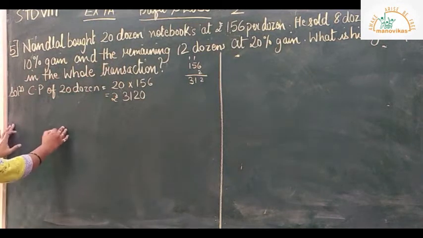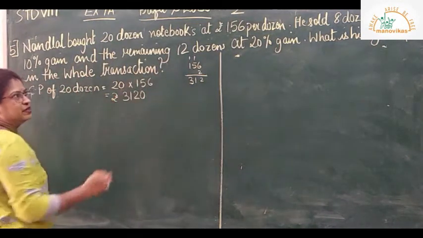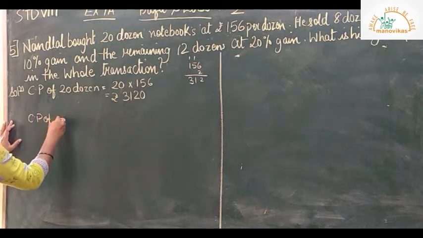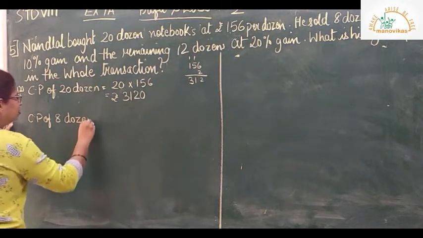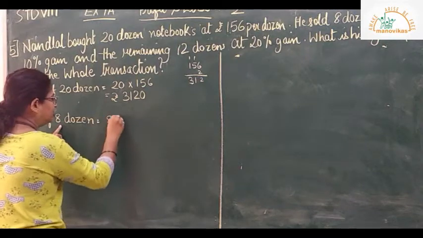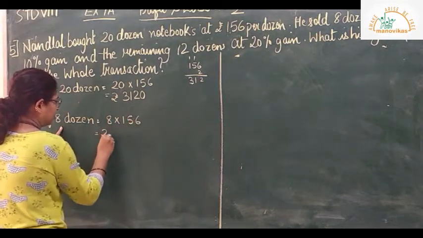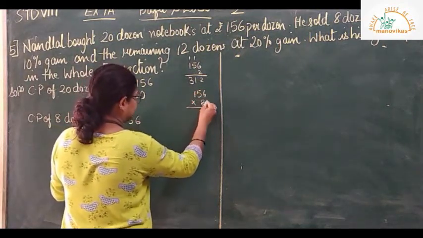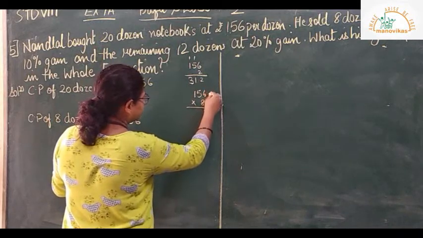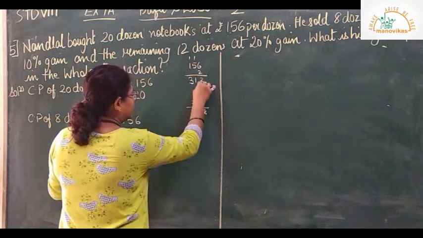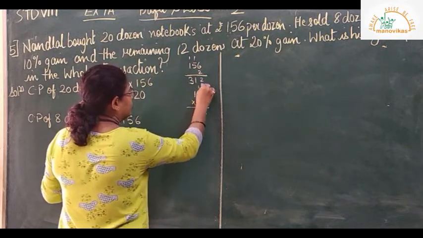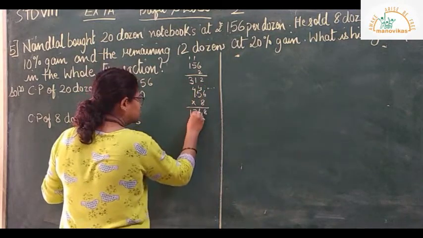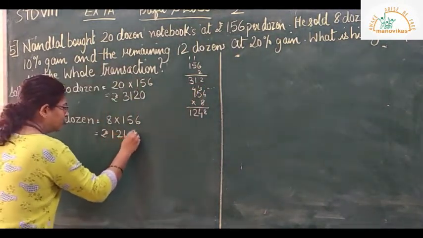Now he sold 8 dozen of them at 10% gain. But before that we have to find the cost price of 8 dozen books. So cost price of 8 dozen is equal to 8 into 156. 8 sixes are 48, 8 fives are 40, 44, and 8 ones are 8, 12. So it comes to 1248.